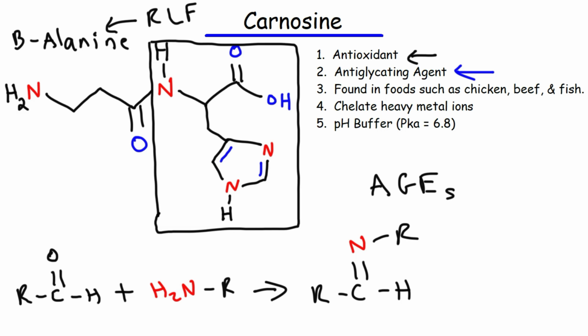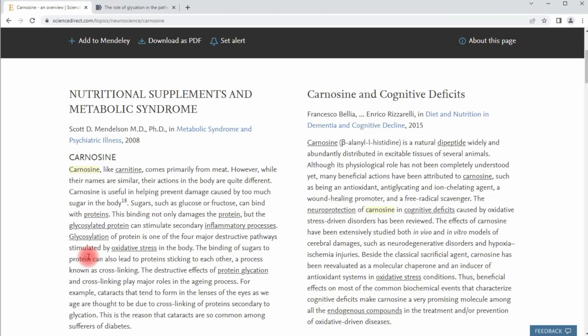Glucose, fructose, those are reducing sugars. Sucrose is not a reducing sugar. However, when it breaks down into glucose and fructose, it breaks down into reducing sugars. So here's a study that talks about some of the benefits of carnosine.